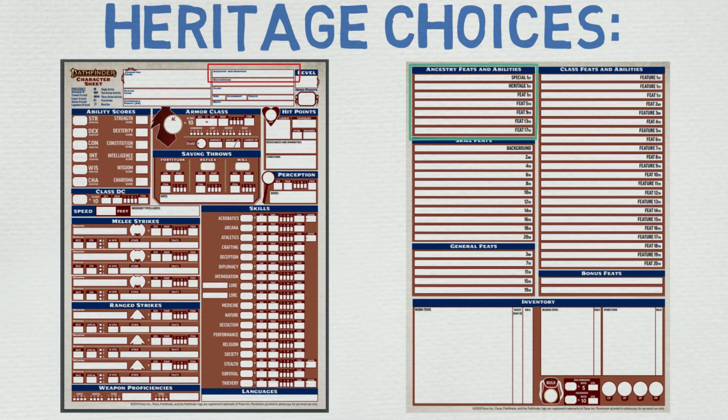What you do need to know, however, is you will list your ancestry and your heritage at the top of the character sheet, and then on the second page, you put your heritage and ancestry related feats in that top corner box. And that's really about it. That wraps up all you need to know about heritages and ancestries starting out.